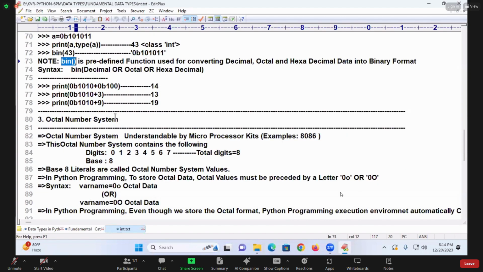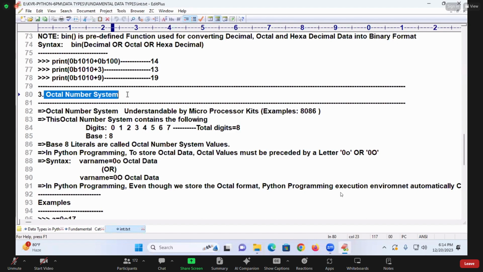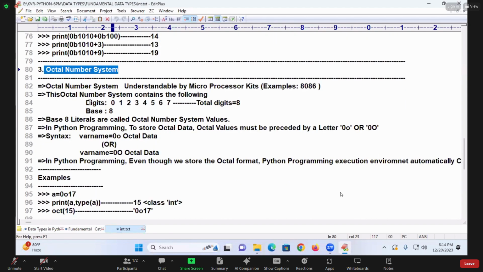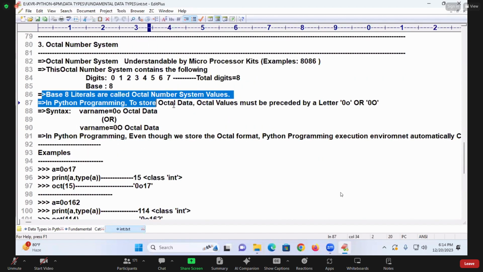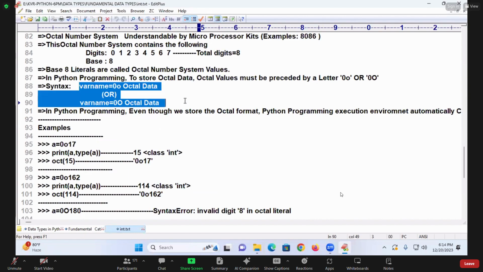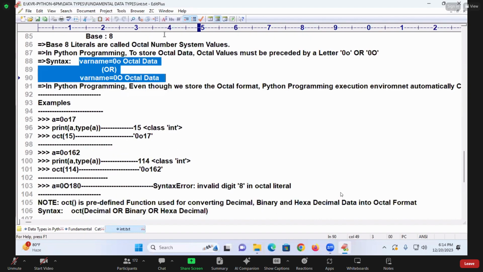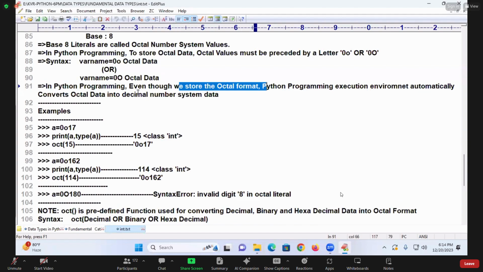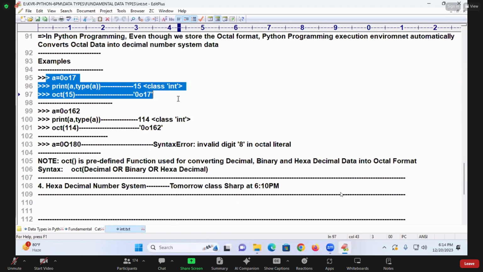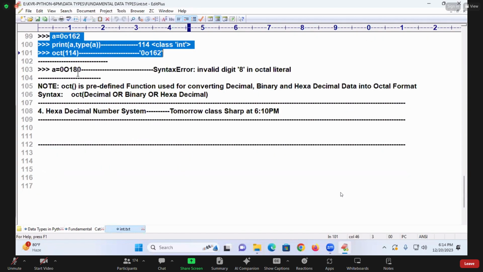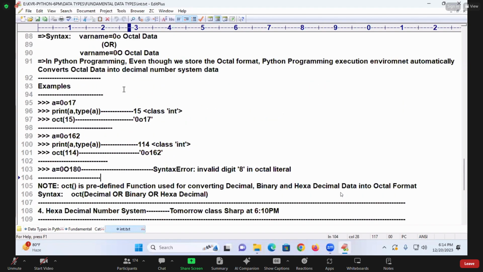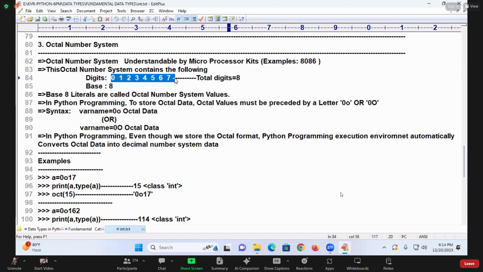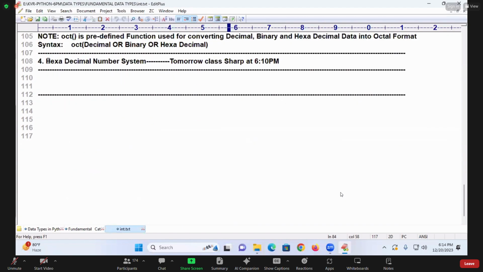Next, we started with the octal number system. How many digits are available in it? What is the base? Base 8. And yesterday we understood this point. Syntactically, we write 0o data. Even though we wrote the data in octal form, it is given as output in decimal form. I also gave examples of octal representation, and this one is invalid because it contains 8, which is not a valid digit in 0 to 7.